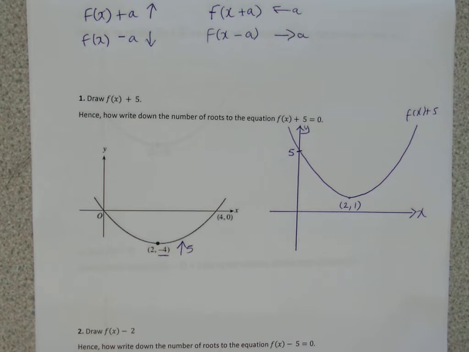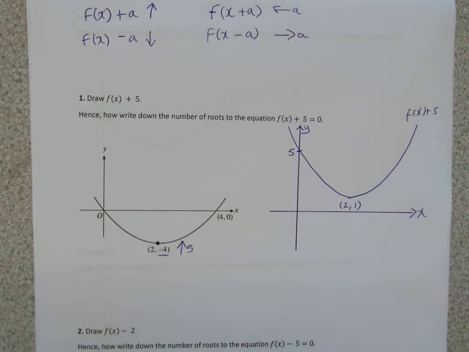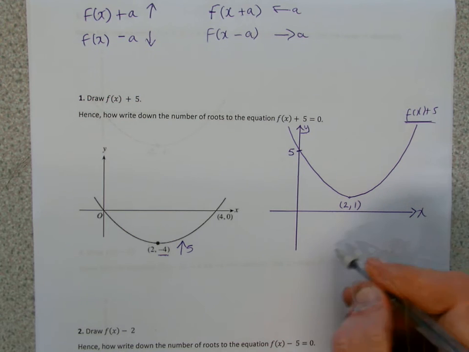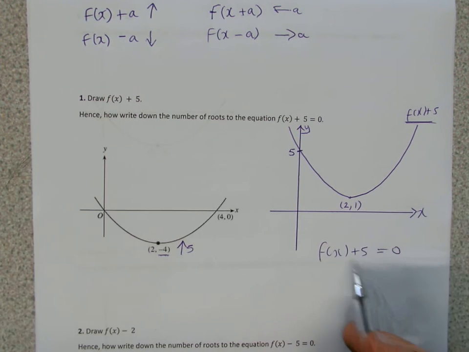Now it says, hence write down the number of roots to the equation f of x plus 5 equals 0. If you've got this graph here, this is your f of x plus 5. If we were to set it to equal 0, you need to realize that when they say f equals 0, they're talking about the overall thing equalling 0 in terms of the y values.